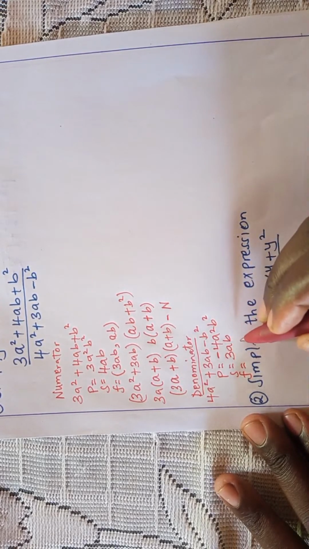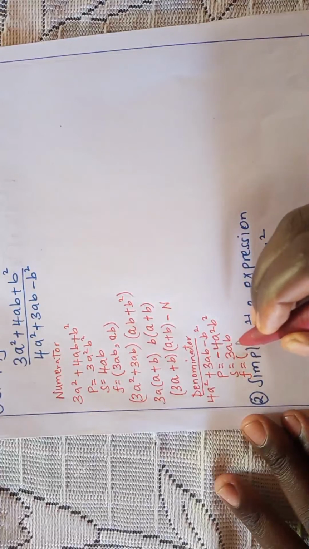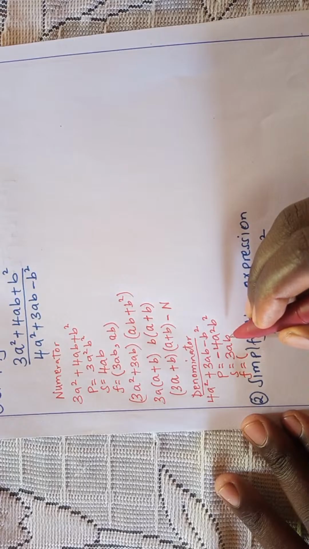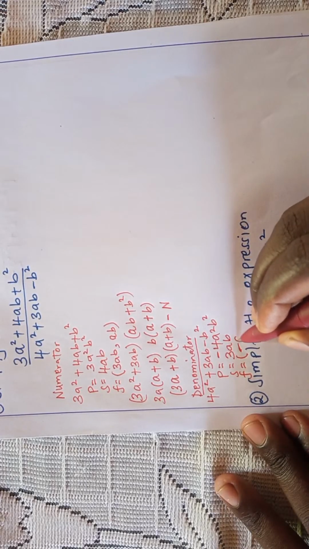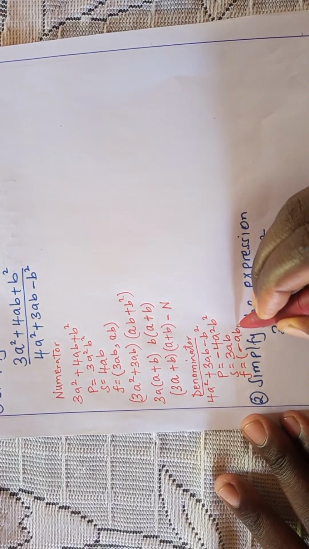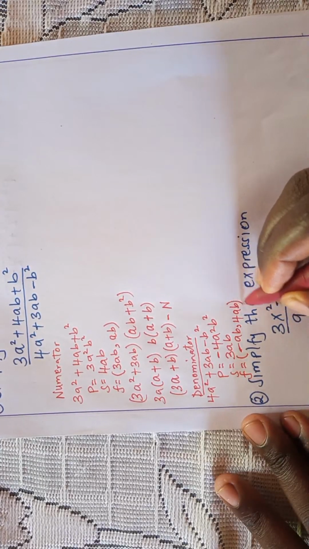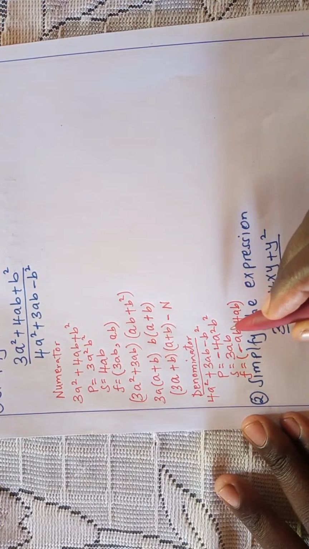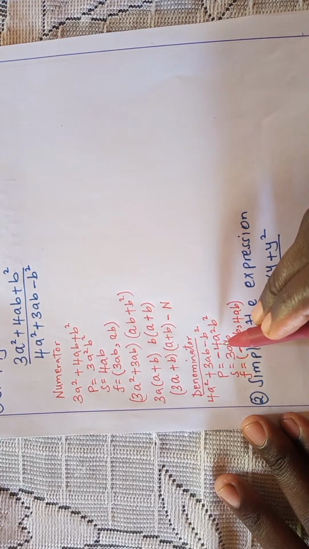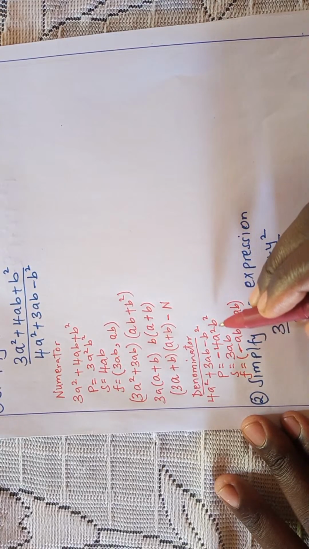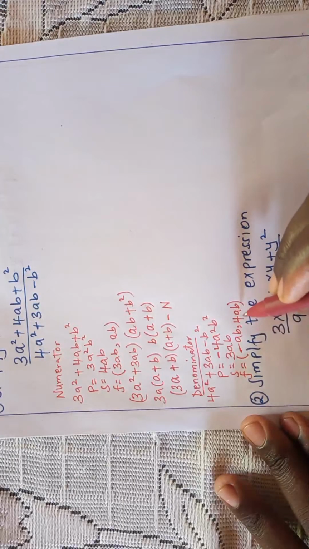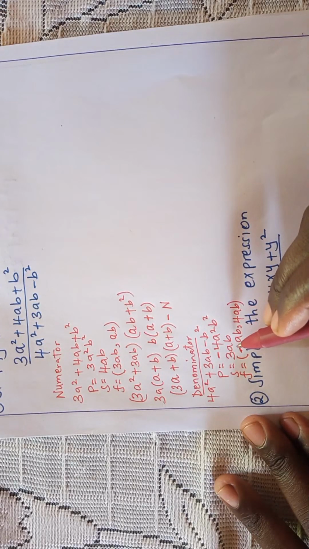What about the factors? The factors are, the first one is in fact negative ab, and then the second one is 4ab. If you multiply the two, you are going to get the product, which is negative 4a squared b squared. If you add the two, you will get positive 3ab.